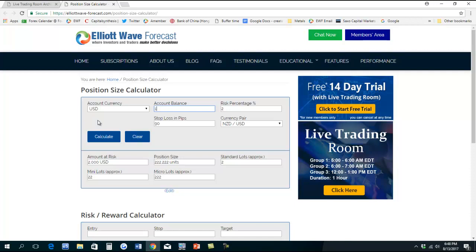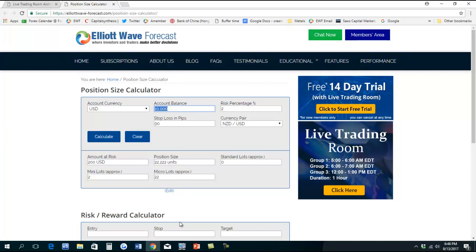So if your balance is 10,000, then it tells you that you can open at most 22,222. Okay, so this means if you are wrong and you get hit on your stop loss, you will lose $200, because $200 represents 2% of your balance, right? So that's how you calculate the position size.